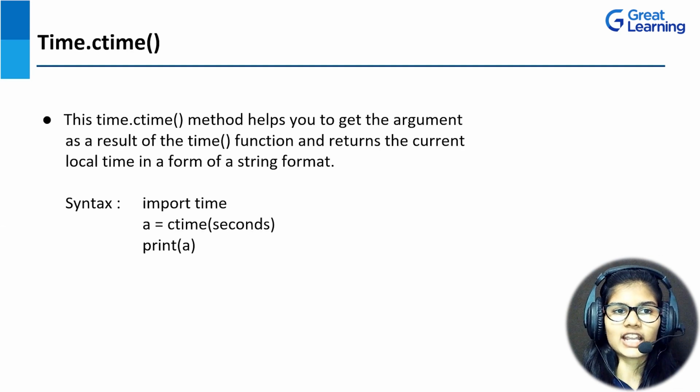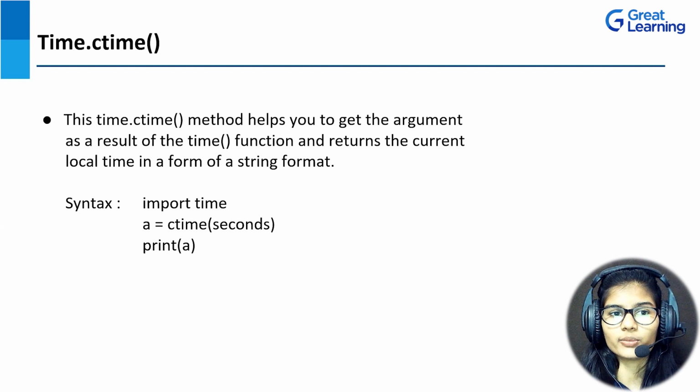Next we have time.ctime. This is one other function which you have here. What it does is it allows you to give the current local time, whatever the current local time is right now. This time.ctime function helps you to return that. So what you do here is you give an argument as a result of the time function.